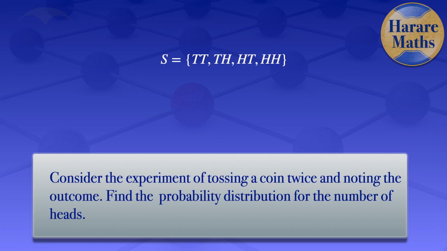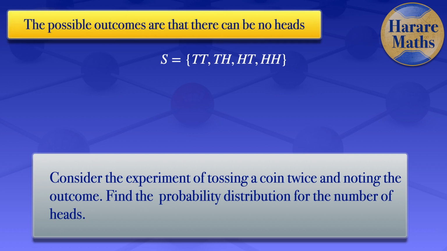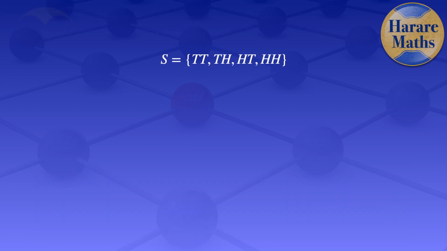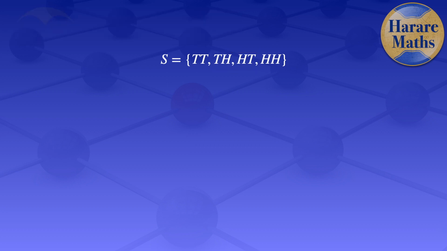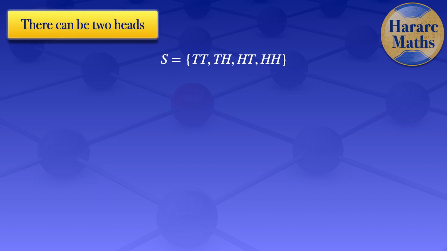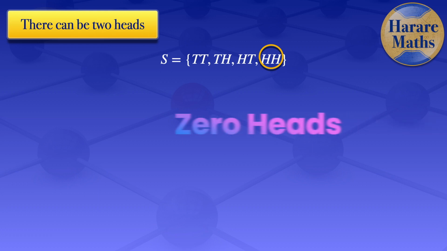But in this case, we want to find the probability distribution for the number of heads. When we look at those possible outcomes, we see that there can be no heads. In this case, we would have tail, tail. Or we can have one head, for example head, tail or tail, head, where the number of heads is 1. Or the last option, there can be two heads. So those are the possible numbers: 0 heads, 1 head, 2 heads.